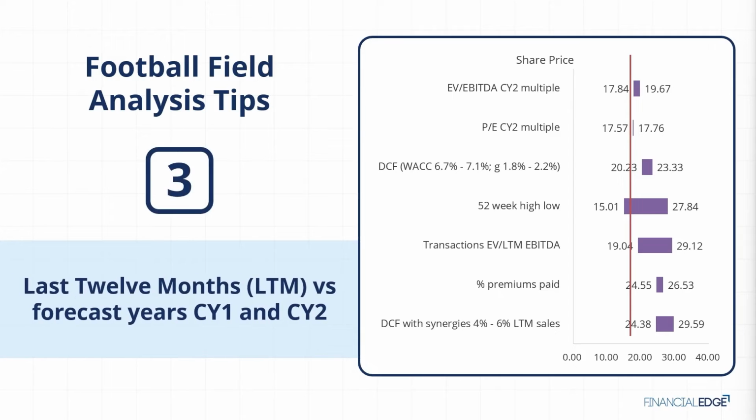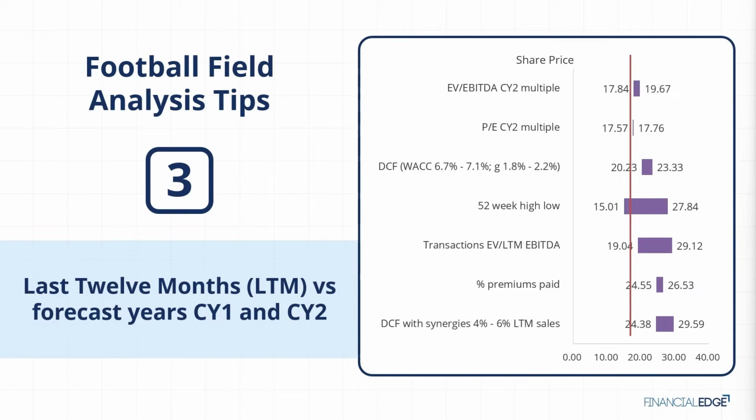Next is looking at the last 12 months, or LTM, versus your forecast years CY1 and CY2, calendar year 1 and calendar year 2. Trading comps and transaction comps could in theory use any of these. So which is best? Well, for transaction comps, we use LTM, because that is the only information we will have available for transaction comps, the last 12 months of earnings.